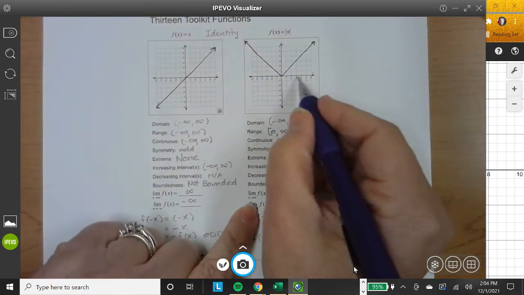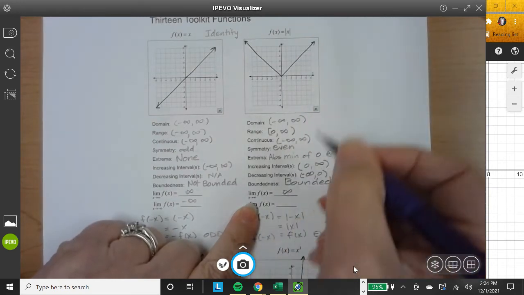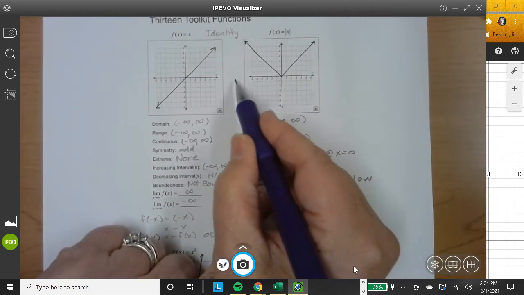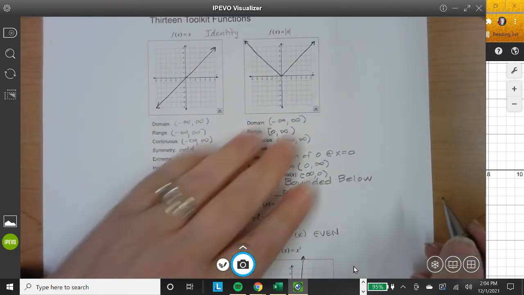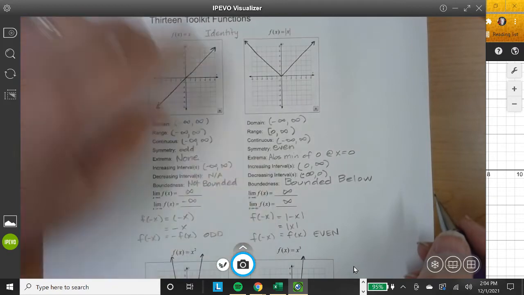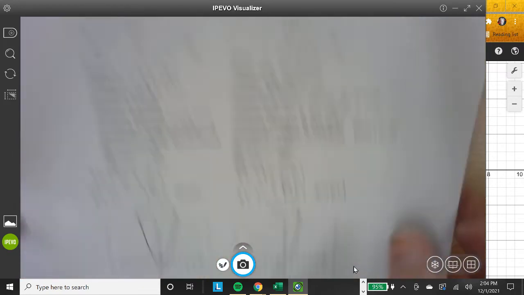The limit as x goes to positive infinity, f of x is headed towards infinity. As x goes to negative infinity, my f of x, or my y's, are headed to positive infinity. And even functions will have the same end behavior, all right? All right, moving right along.